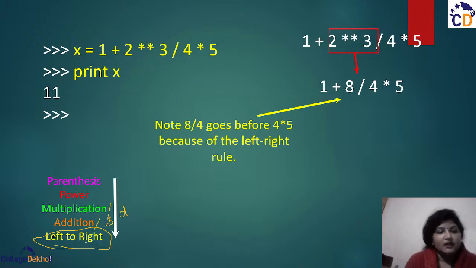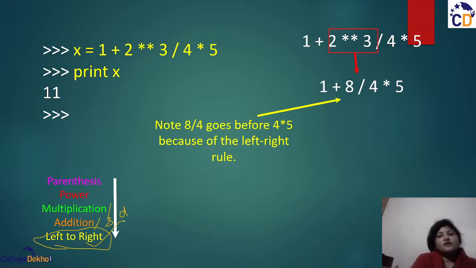Now what do you mean by left to right? Left to right means you are evaluating the expression from left to right. Whichever operator is coming first, we are going to use that only. Right. Now in this statement, 1 plus 8 divided by 4 into 5, this contains two operators that are of equal precedence, division also and multiplication also. Now what to do? So basically the next funda is you need to apply the left right rule.